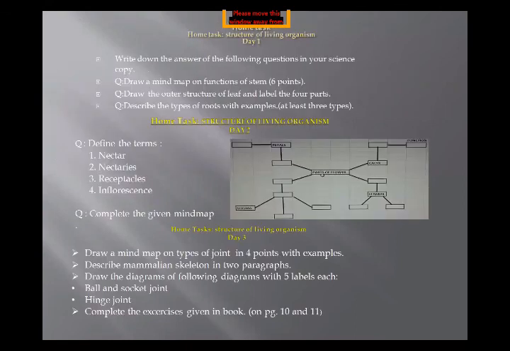Here I share the collective homework of all three days. Today you have to draw a mind map of the joints. You have to write about the mammalian skeleton in two paragraphs. You also draw the diagrams of the ball and socket joint and the hinge joint and label them. And you have to complete all the exercises which are given in your book on page numbers 10 and 11.